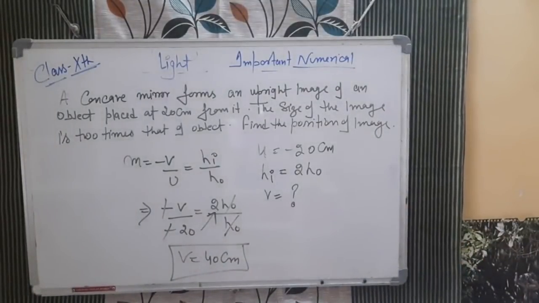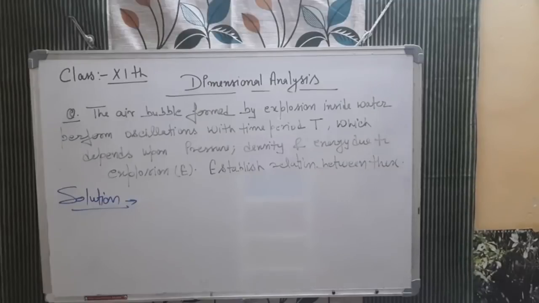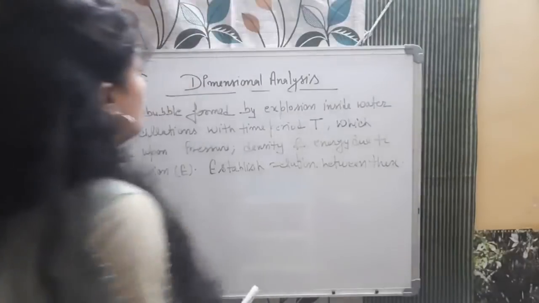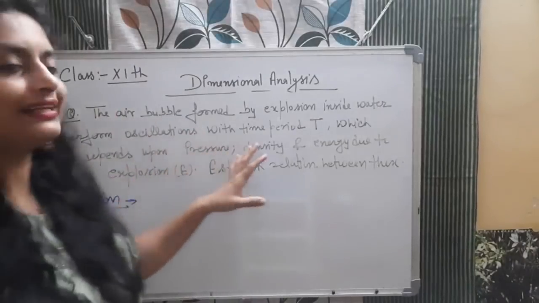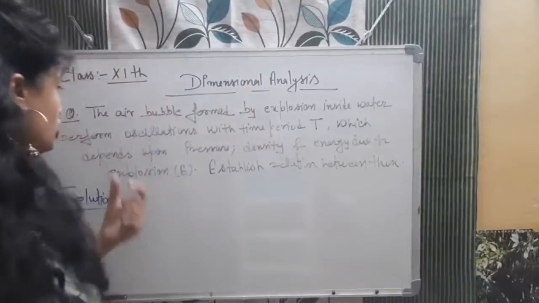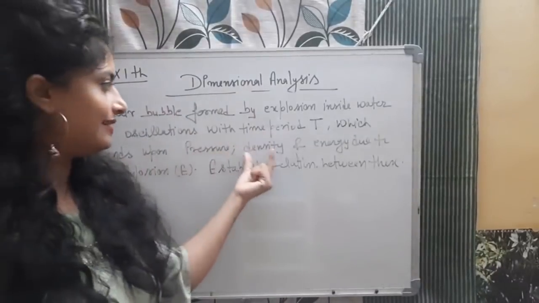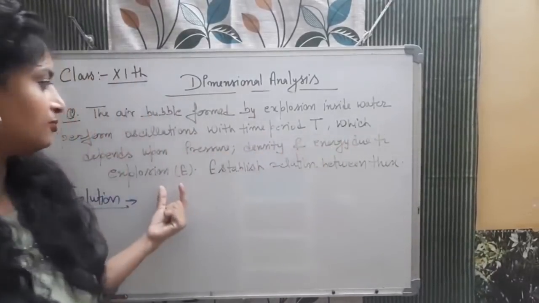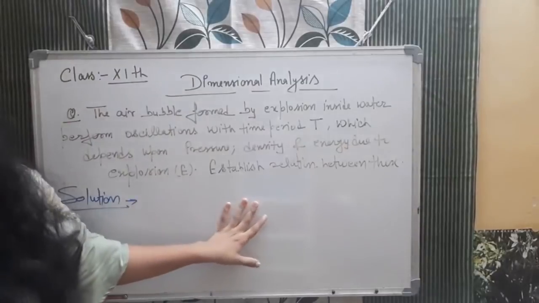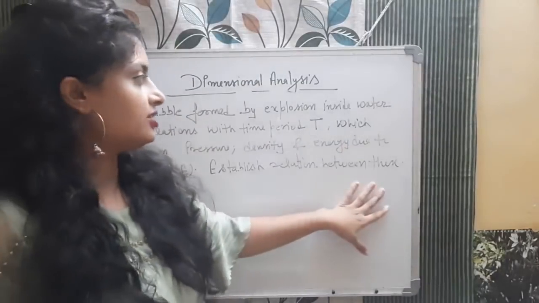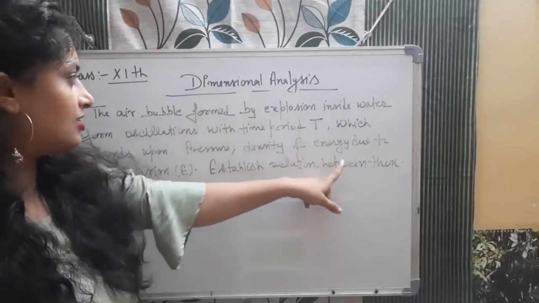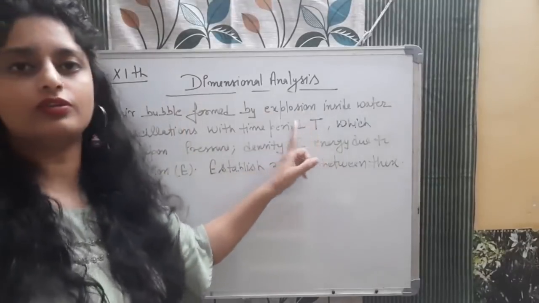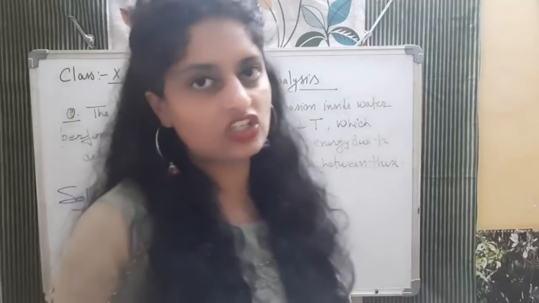Now we are moving to the next part. So here is our next question. The air bubble formed by explosion inside the water performs oscillations with the time period capital T, which depends upon some factors: pressure, density, and energy due to explosion. So we need to find out the relationship between these quantities. So what is given to us? Time period, pressure, density, energy. We need to calculate the formula for the time period by using dimensional analysis.